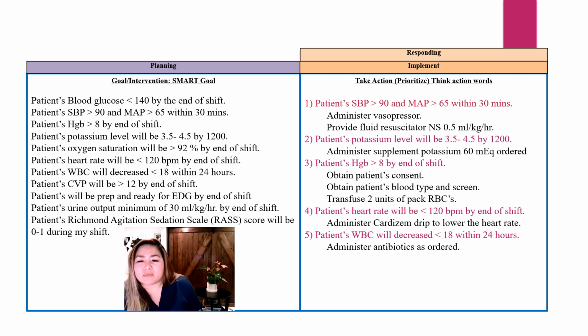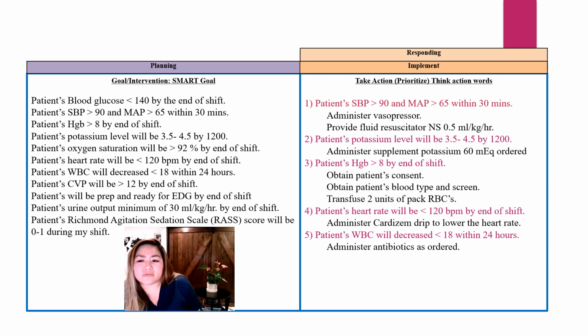And on the right-hand side is our action. Now that we've put things into priority, we need to fix the patient's blood pressure first. But how do we attain this goal? How do we achieve this? By administering vasopressors. We're going to provide fluid resuscitation to help increase the blood volume.